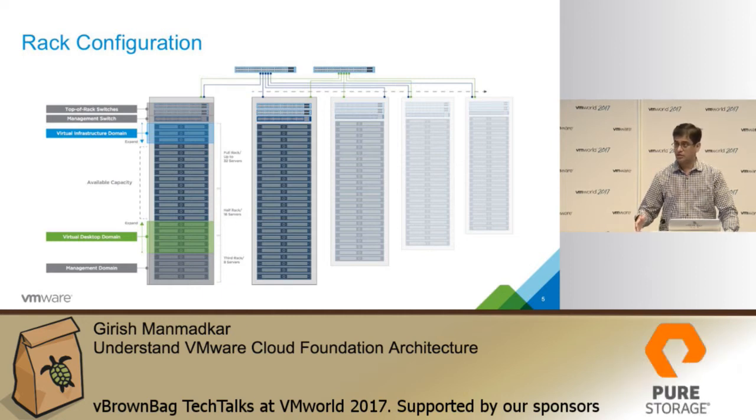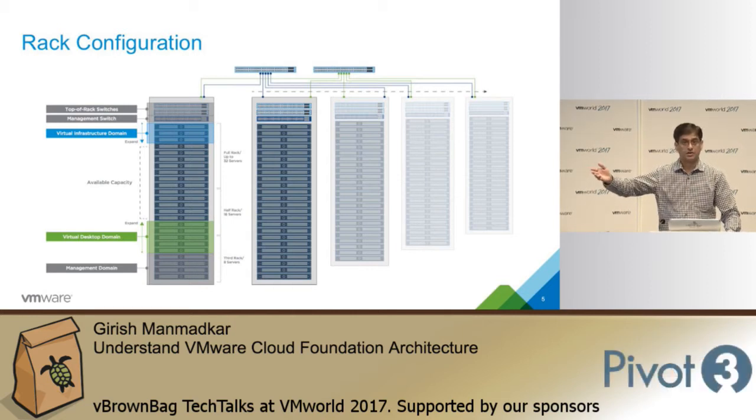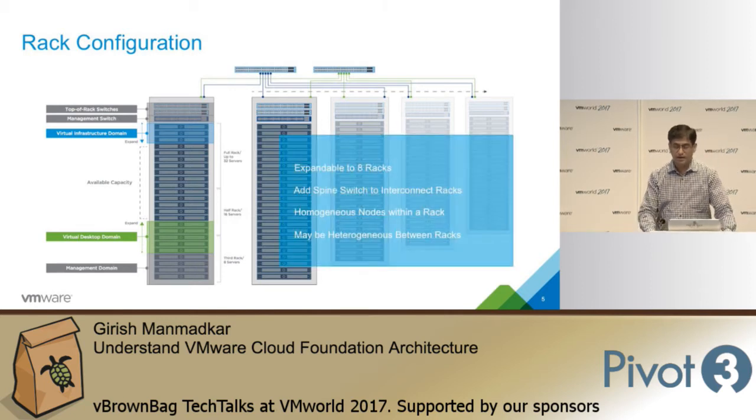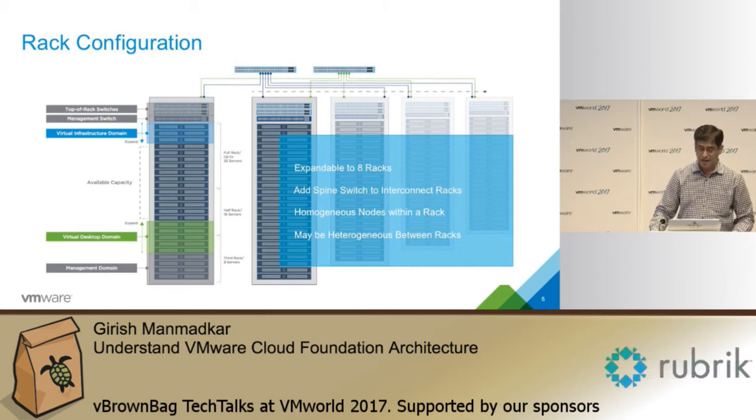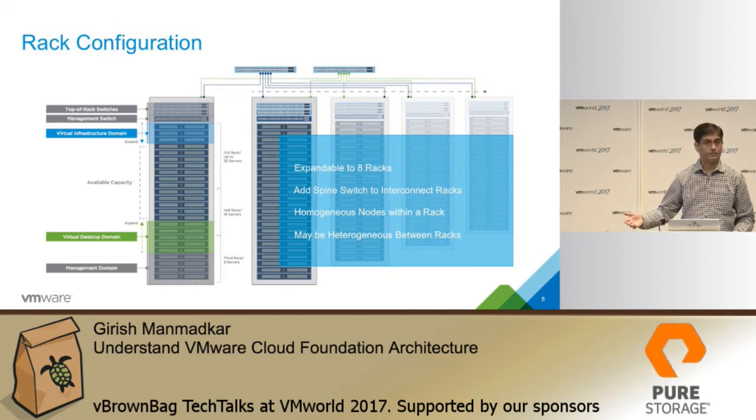To start with rack 1, you don't have to have all 32 nodes. You can start with 4 or 8, and then grow into multiple racks. You can expand up to 8 racks as of now. This is what we have tested, which gives you about 256 hosts in a given environment managed by one SDDC instance. If you want to go beyond 8 racks, if you have a spine with more capacity, we have no issues supporting that. The software will just work fine.